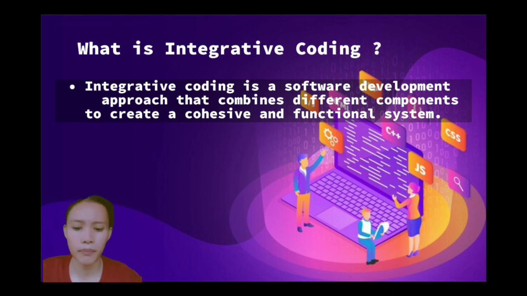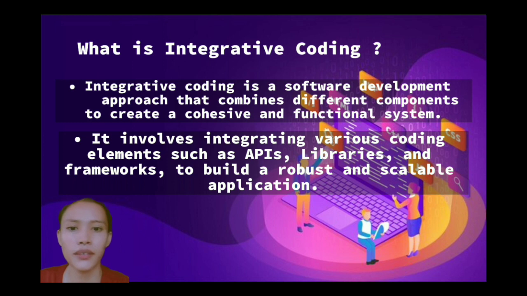Integrative coding, it means maoy usa ka pamaagi sa pagbuhat or pagdevelop sa usa ka software ginagamitan siya sa lain-laing components para mo-function ang usa ka system nga buhaton. It involves integrating various coding elements such as APIs and libraries and framework to build a robust and scalable application.